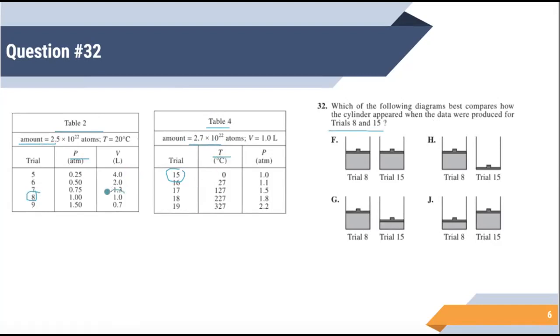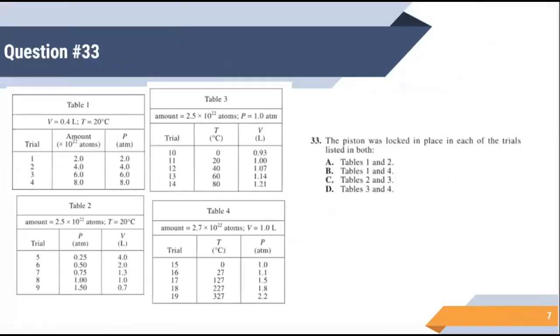The volume for trial 8 is 1. And volume, we don't see it here, but we do see it up here. The volume for trial 15 is also 1. So if they had equal volumes, the picture that would best show that would be F. For 32, you can see that you have the equal volumes here. There's the same volume as that. All right, volume means how much space something takes up. All right, let's try number 33.